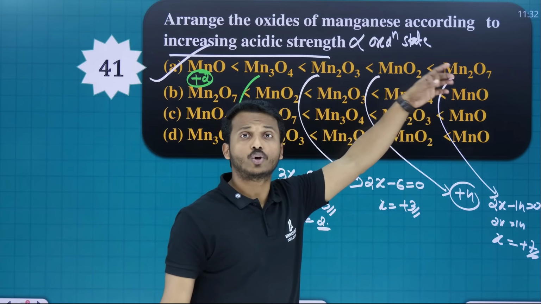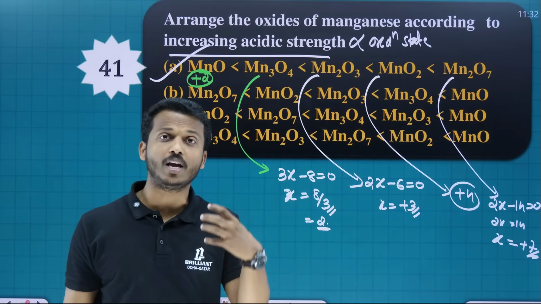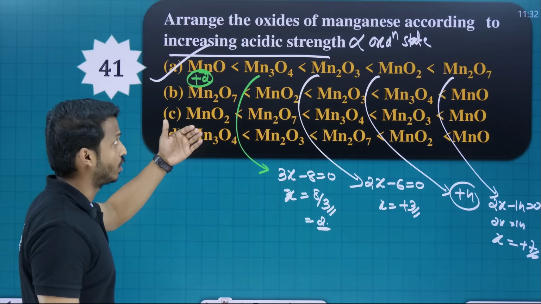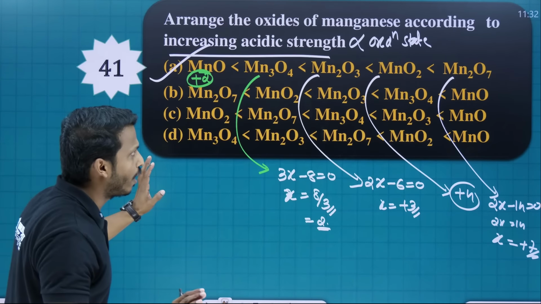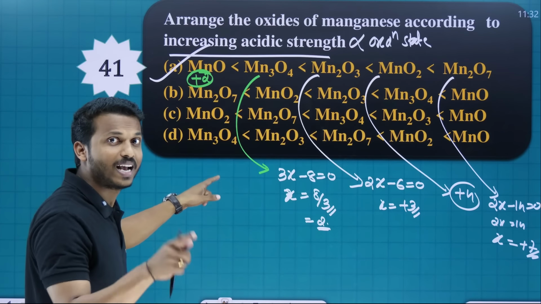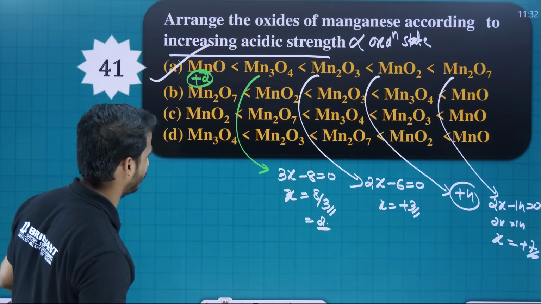So where the metal shows higher oxidation state, there will be higher charge, right? Higher acidic strength and oxidizing power. Okay, is that point clear? This is the same type of question they asked in the 2024 board exam, right?